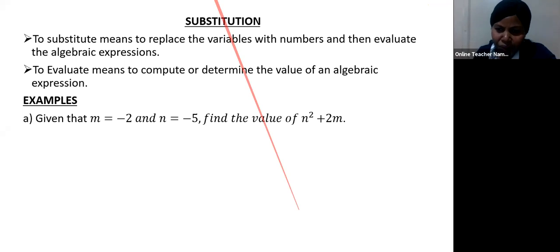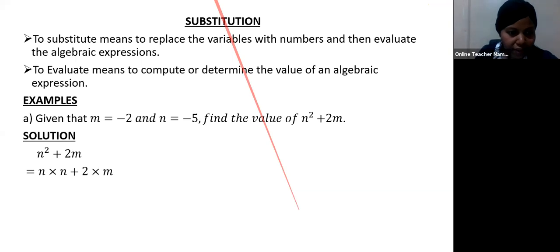When you are given a question like that, what you are supposed to do is to expand. n squared means multiply n by itself twice, and 2m means multiply 2 by m. That's how you are supposed to expand that. So we have n squared plus 2m, that is n times n plus 2 times m.